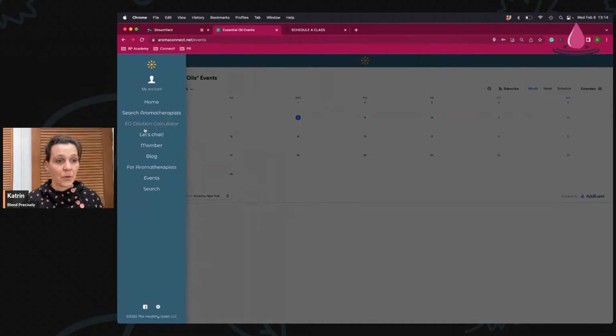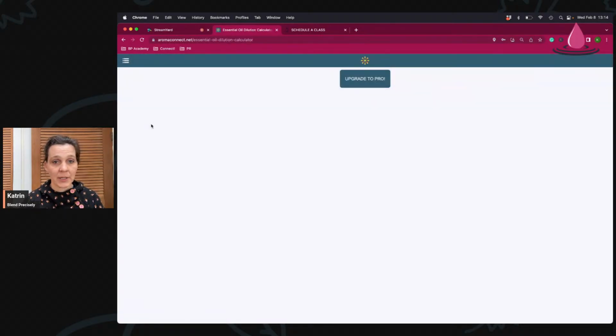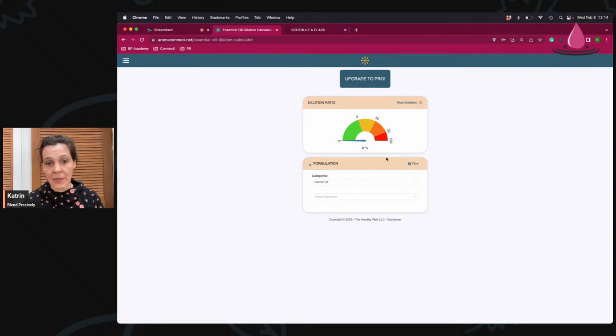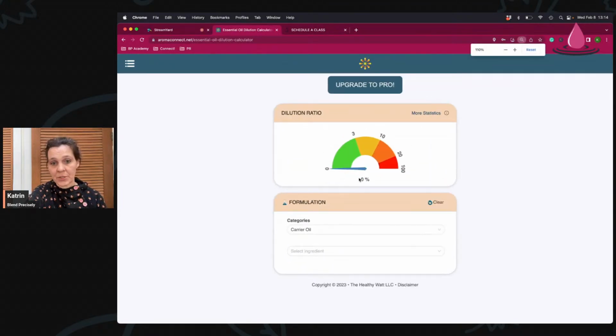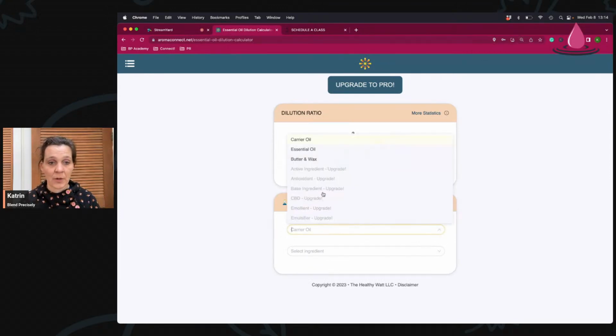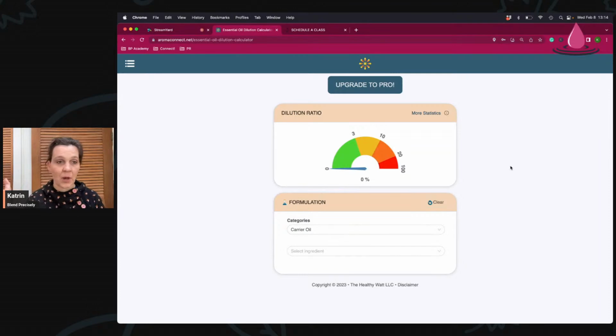Now there is the new Essential Oil Dilution Calculator here as well. That is the very simplified version of Blend Precisely. It gives you the main categories of carrier oils, essential oils, and butters and waxes. Seth pulled this one together. It's been on the roadmap for a really long time.